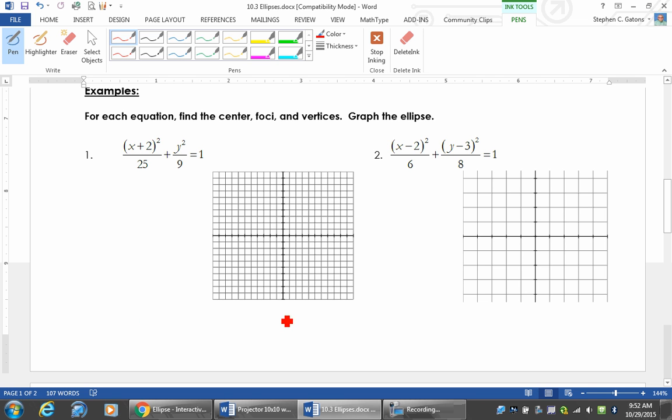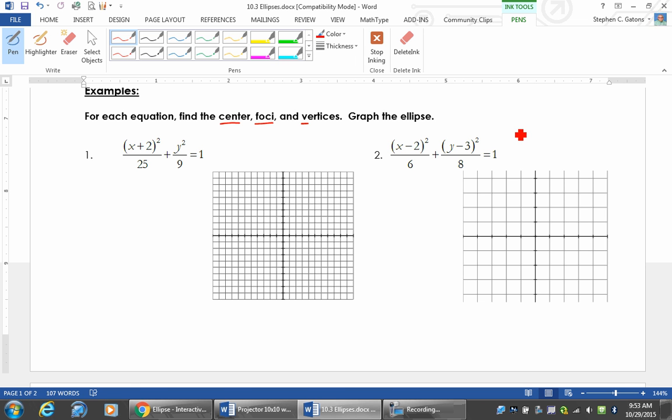x plus 2 quantity squared over 25 plus y squared over 9. Find the center, the foci and vertices, and then graph the ellipse. Now here's how I recommend that you do this.